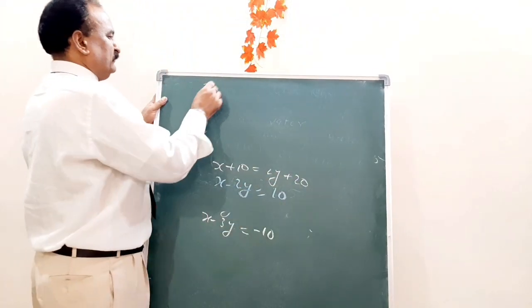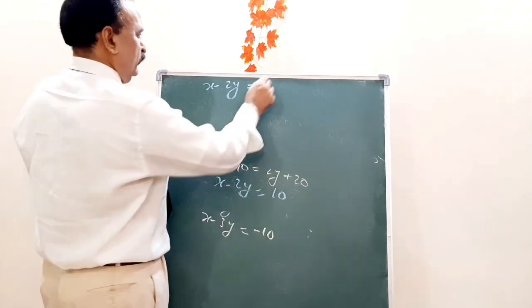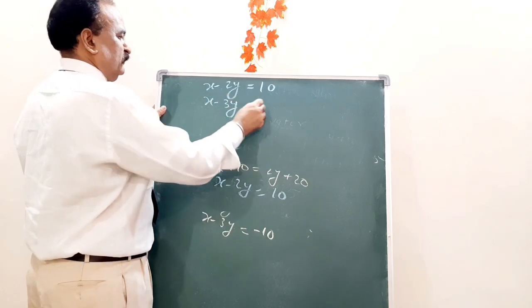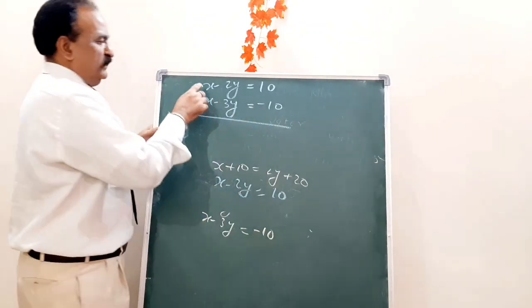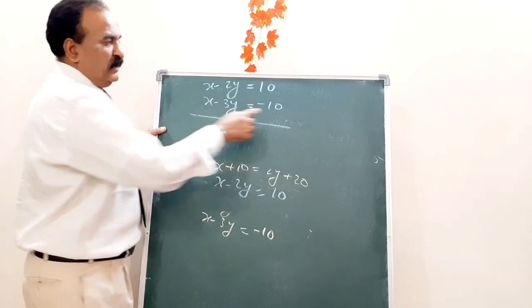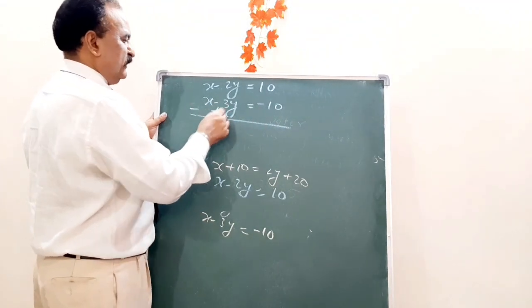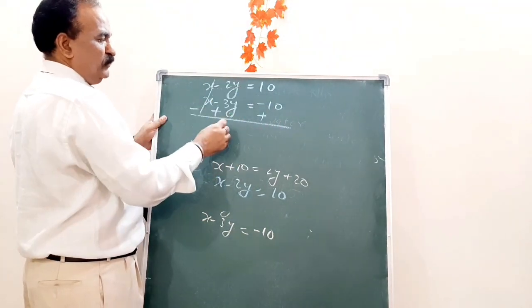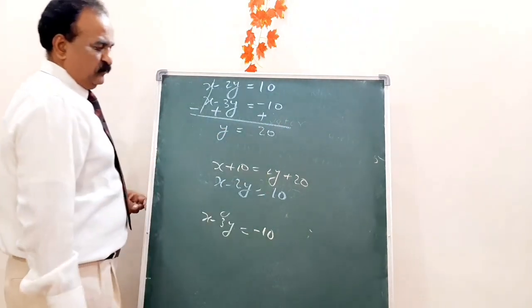x minus 2y is equal to 10 and x minus 3y is equal to minus 10. Okay? Now, this is x, this is x. You can cancel it, but both are positive. So what you will write here? On subtracting, it becomes minus, it becomes plus, it becomes plus. This is cancelled. 3y minus 2y, y. So y is equal to 10 plus 10, 20.